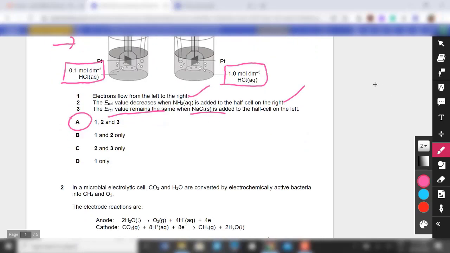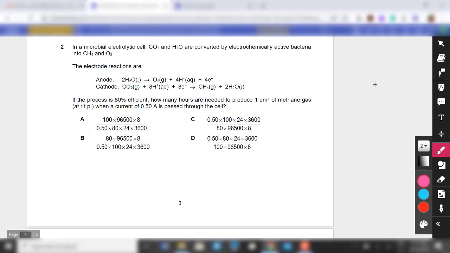Next, let's move on to question 2. Question 2 is a calculation question that often appears in most assessment settings, so it would be wonderful if you are able to know how to do a question like this.